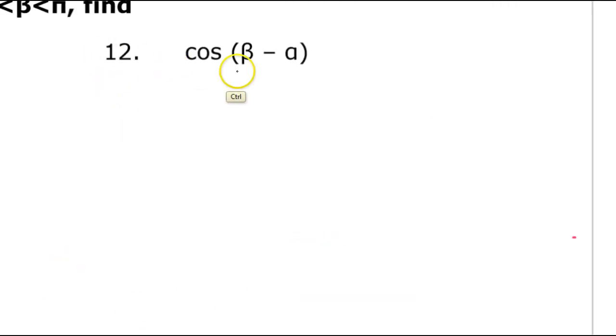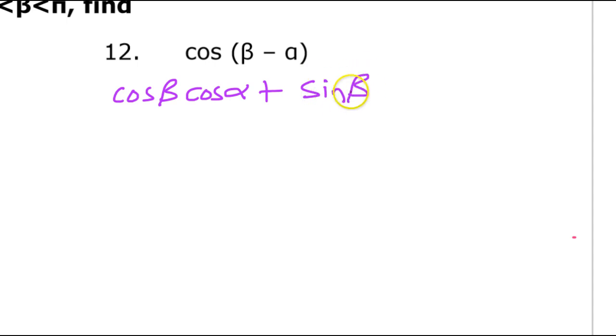So number 12 will be very similar. Cosine of something minus something. This is going to be cosine cosine plus sine sine. So this is going to be cosine of beta cosine alpha plus sine beta sine alpha.